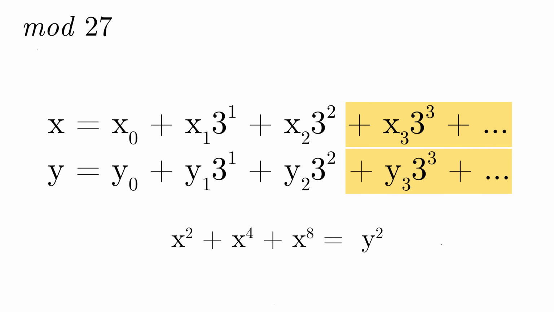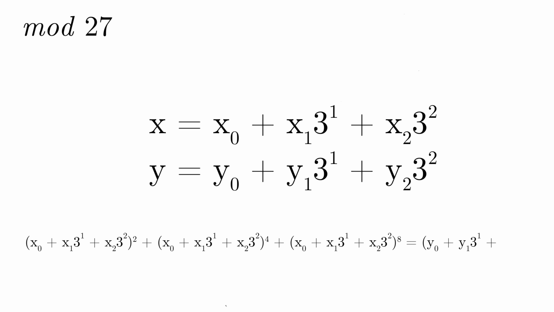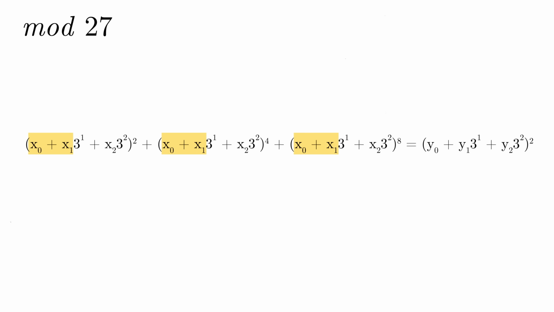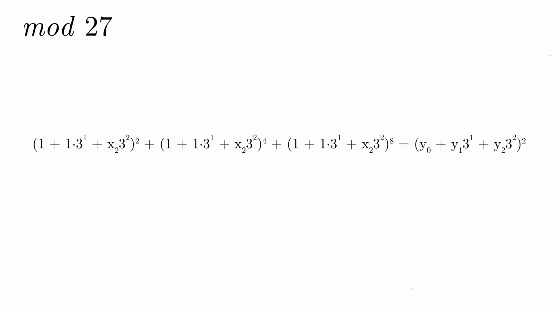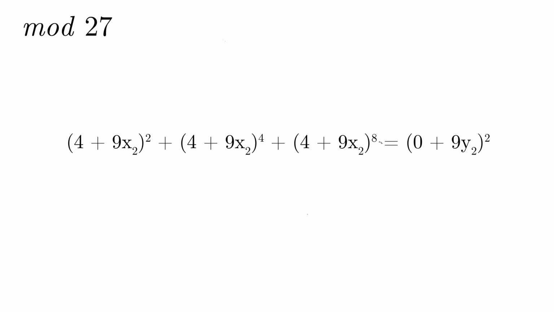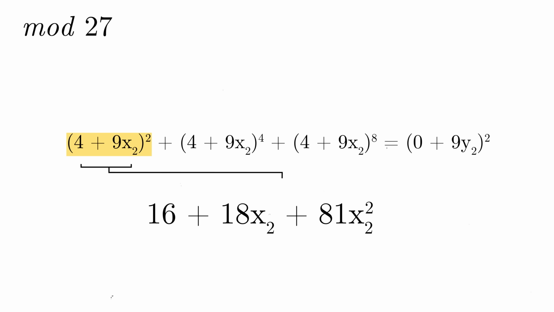Again, all the terms with 3 raised to the power of 3 or higher contain a factor of 27, so they're 0, leaving only this expression. But we know x0 and x1 are equal to 1. But right now, we've learned nothing about y1, because when we square, anything can happen. If we find a good solution in x, it'll come with a good solution in y. So we can simplify to this. Expanding again, we get 16 plus 18x2 plus 81x2 squared, but 81 is 27 times 3, so that's 0.